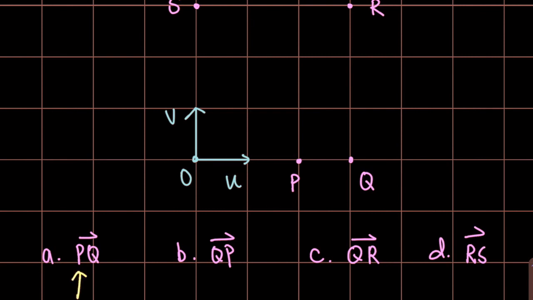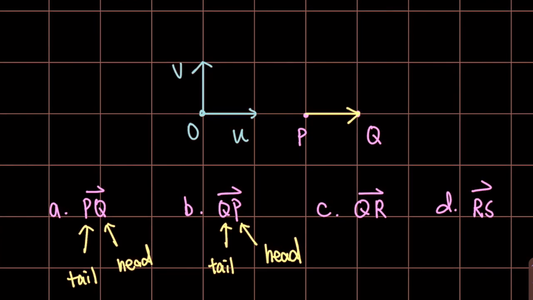PQ means the P is the tail and the Q is the head. And the QP is perfectly opposite with the first one. The Q is not the head, it's the tail, and the P is the head. So the first one, PQ, we write in this way. And we can see that it is exactly the same as the vector u. They have the same direction and the same magnitude. So we can write that PQ is u, right?